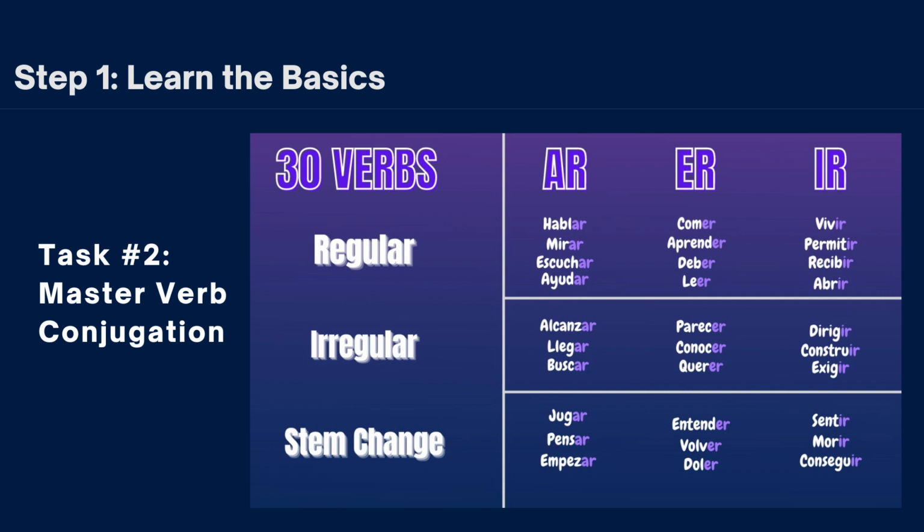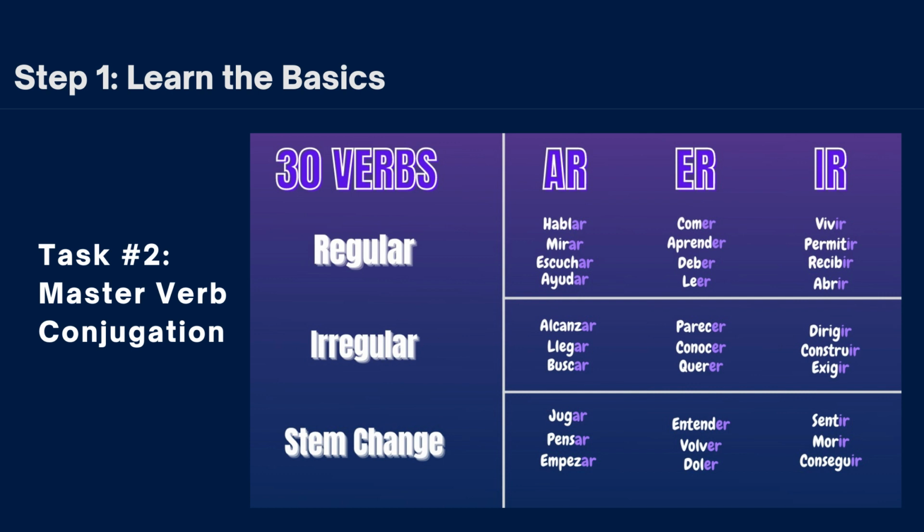For irregular verbs, we have alcanzar, llegar, buscar, parecer, conocer, querer, dirigir, construir, exigir. And for stem-changing verbs, we have jugar, pensar, empezar, entender, volver, doler, sentir, morir, conseguir. When you're starting to learn the Spanish language, you should only focus on studying these 30 verbs and the 20 short irregular verbs that I mentioned before.